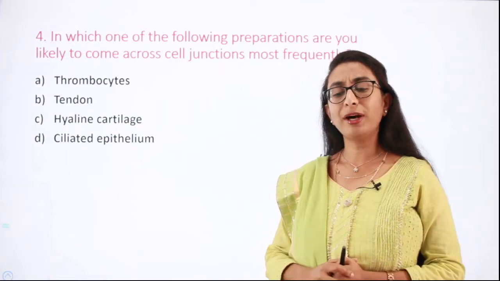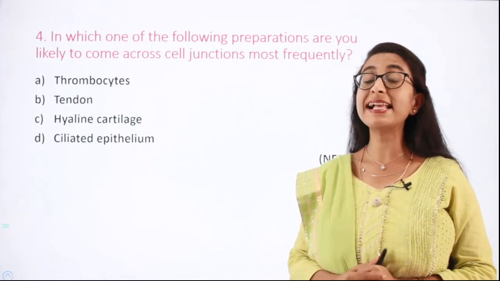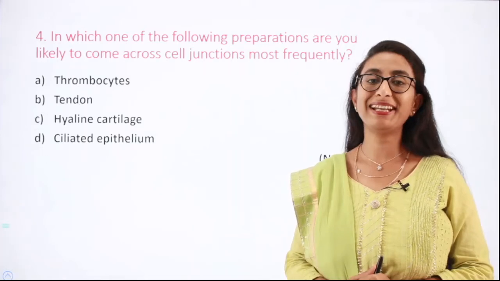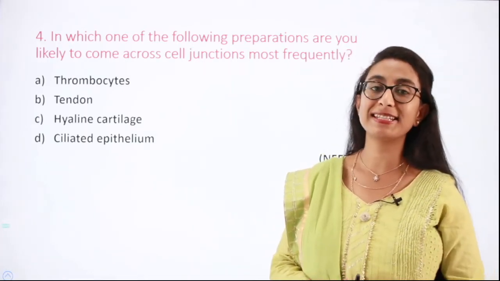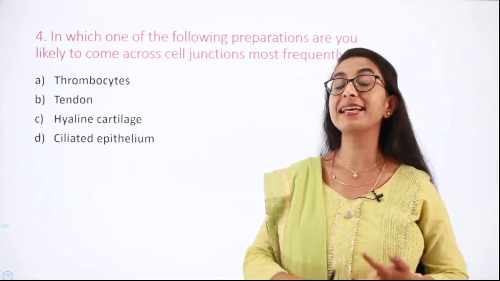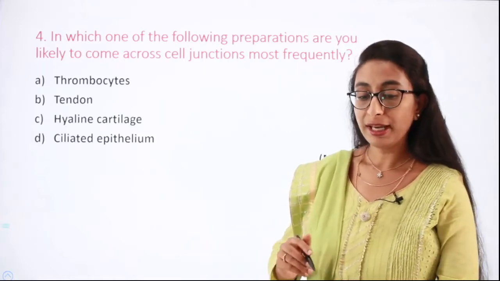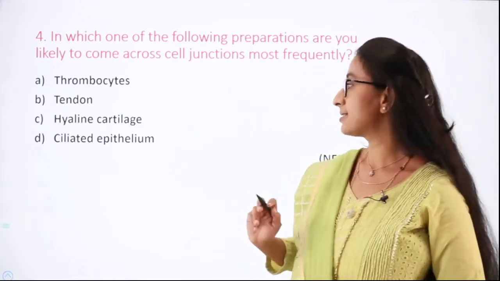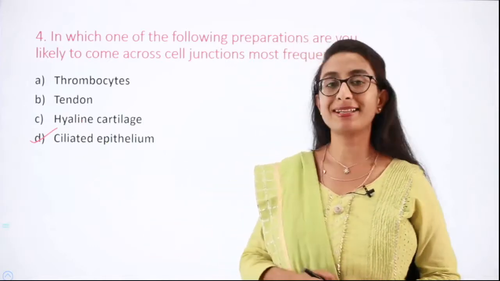In which one of the following preparations are you likely to come across cell junctions most frequently? So we have discussed three different kinds of cell junctions, isn't it? Tight junctions, adhering junctions and gap junctions that are present in between epithelial cells. So epithelial cells is the right answer. So here it is ciliated epithelium. D is the right answer.